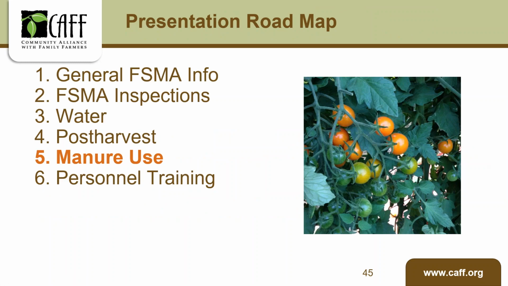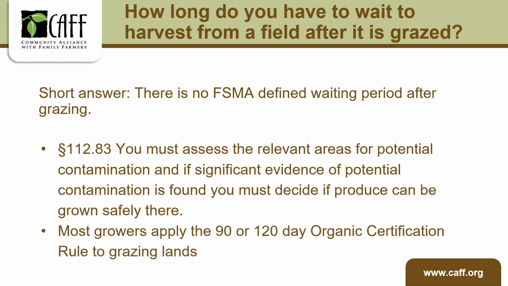And now we're going to move on to manure use. So the question is, how long do you have to wait to harvest from a field after it is grazed? The short answer under FSMA is that there is no FSMA-defined waiting period after grazing. There's part of FSMA 112.83 that says you must assess the relevant areas for potential contamination, and if significant evidence of potential contamination is found, you must decide if produce can be grown safely there.